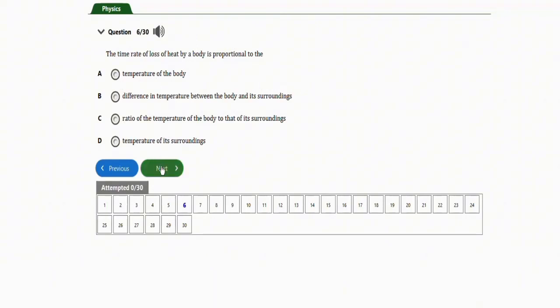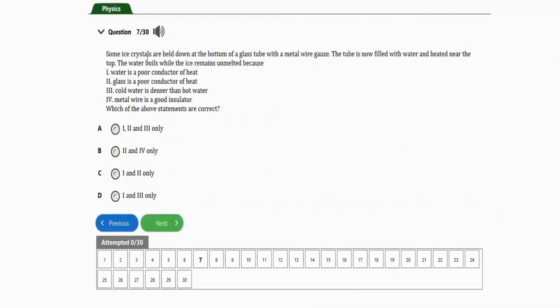Next repeated question I have here is this one. It says some ice crystals are held down at the bottom of a glass tube with a metal wire gauge. The tube is now filled with water and heated near the top. The water boils while the ice remains unmelted because we have these following options. Water is a poor conductor of heat. Glass is a poor conductor of heat. Cold water is denser than hot water. Metal wire is a good insulator. Which of the above statements are correct?